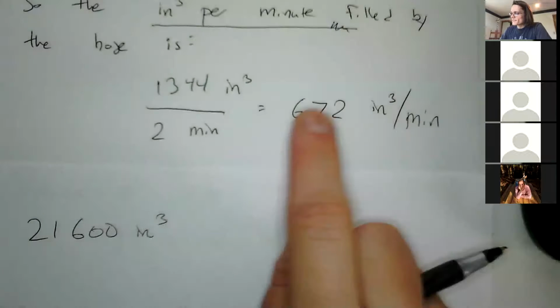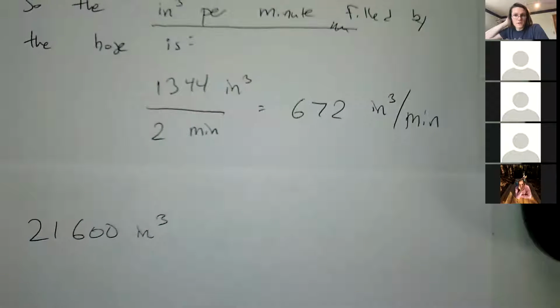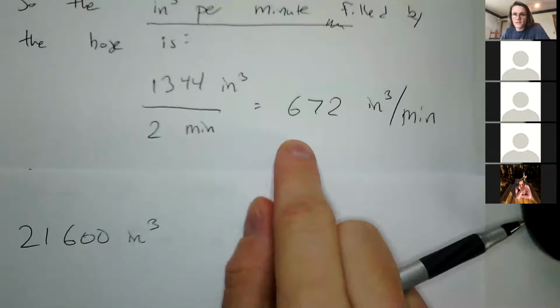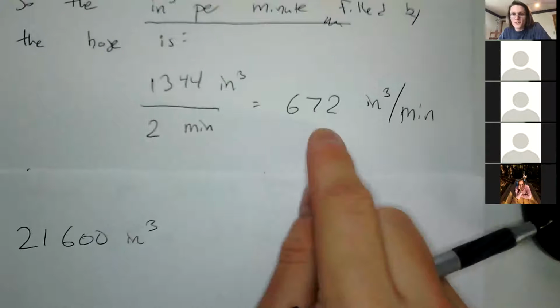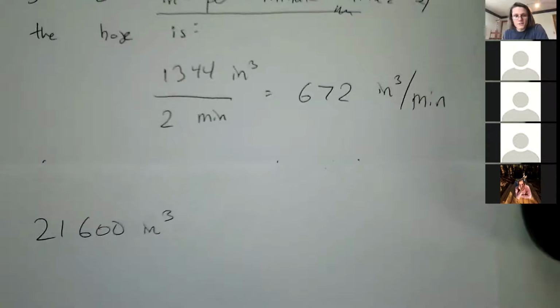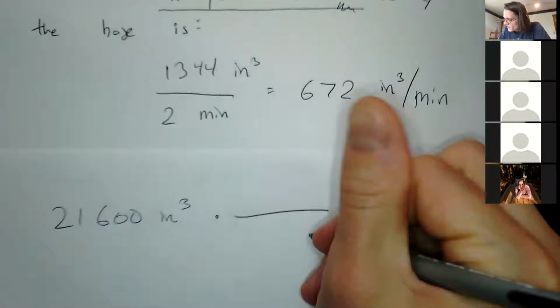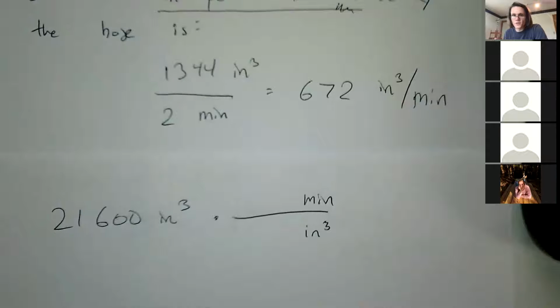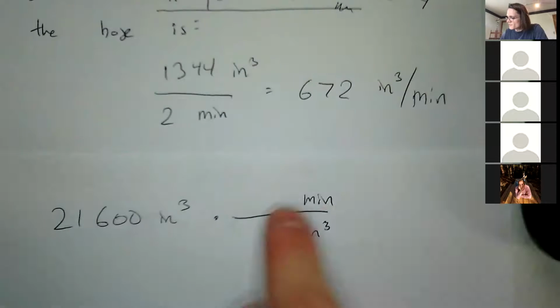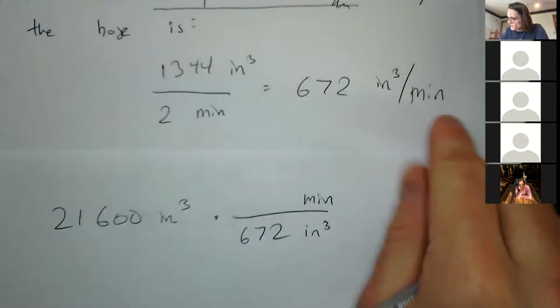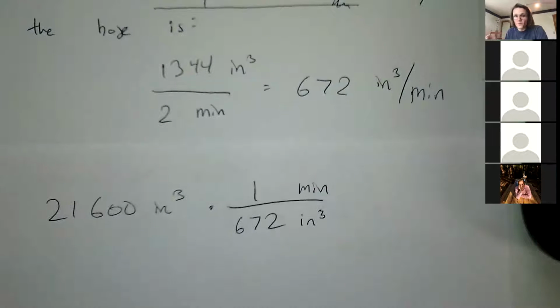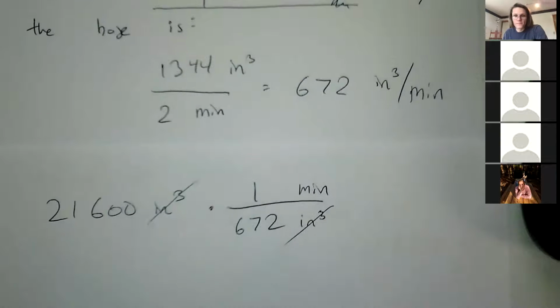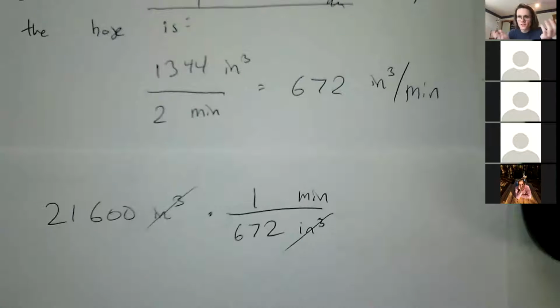But what I can do is take this number and just flip it, because what this is saying is that the hose is filling the aquarium 672 cubic inches per 1 minute. And so I can multiply this then. I can put inches cubed in the bottom, minutes in the top, like I was just doing a unit conversion, and I'll put the 672 with the inches cubed and the 1 with the minute. And now when I cancel my inches cubed, I get minutes, right? And so to figure that out, you're just using the units purely as a guide. You're just blindly following the units and hoping it works, and it will work.